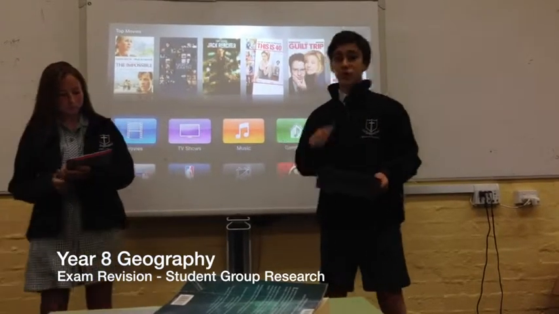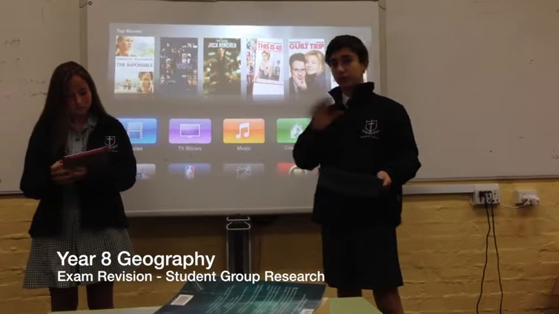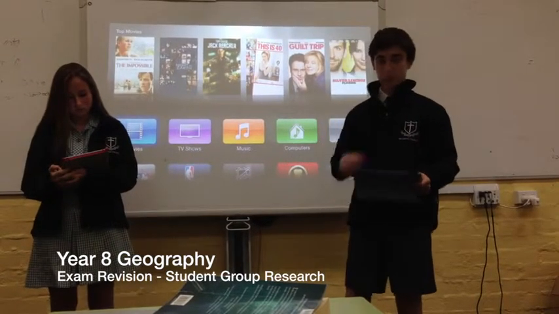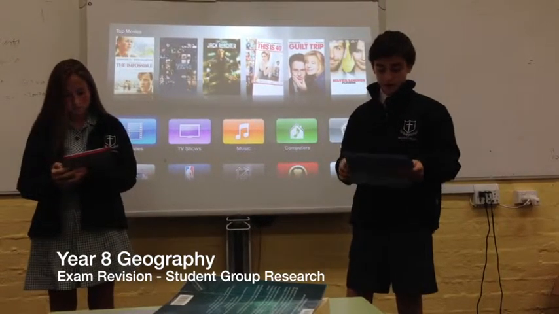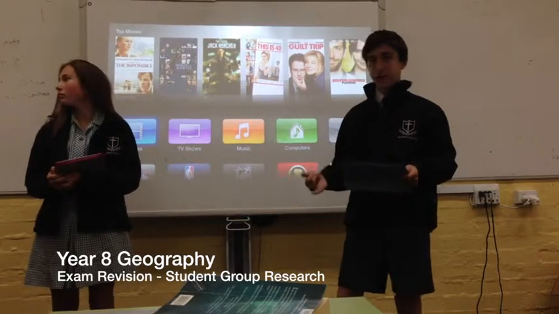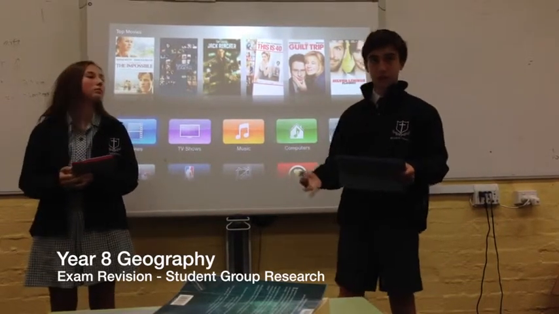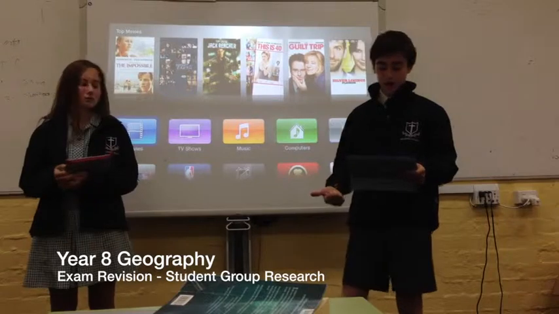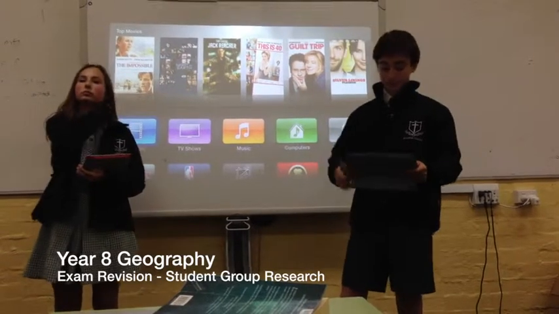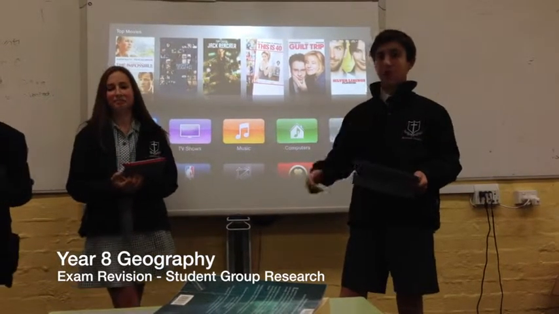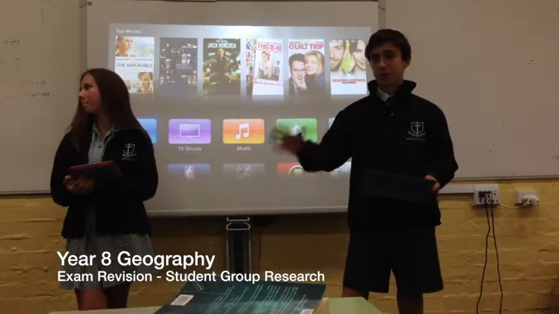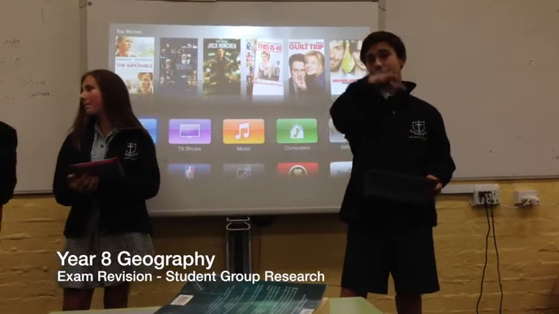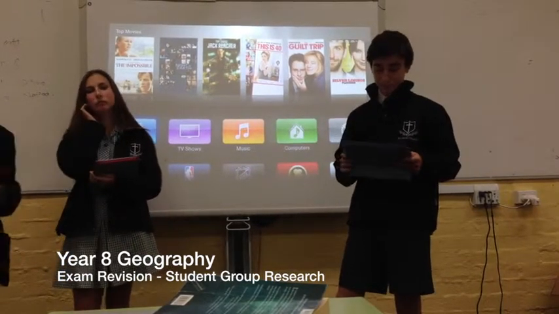So one question was like, what are the oceans of the world? So the oceans of the world are the Atlantic Ocean, the Indian Ocean, the Pacific Ocean, the Arctic Ocean, and the Southern Ocean. And remember that oceans are the large bodies of water surrounding countries.